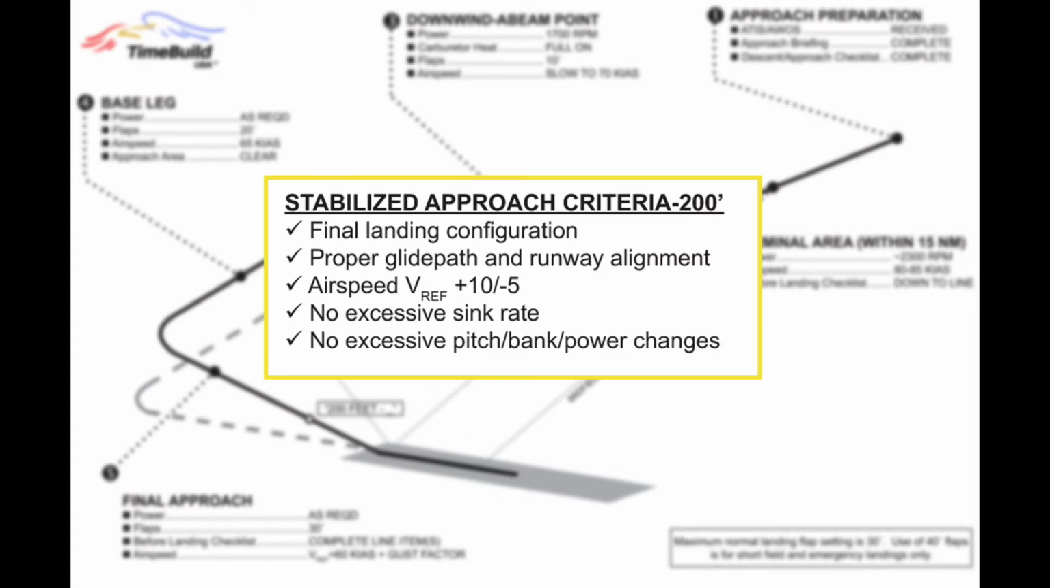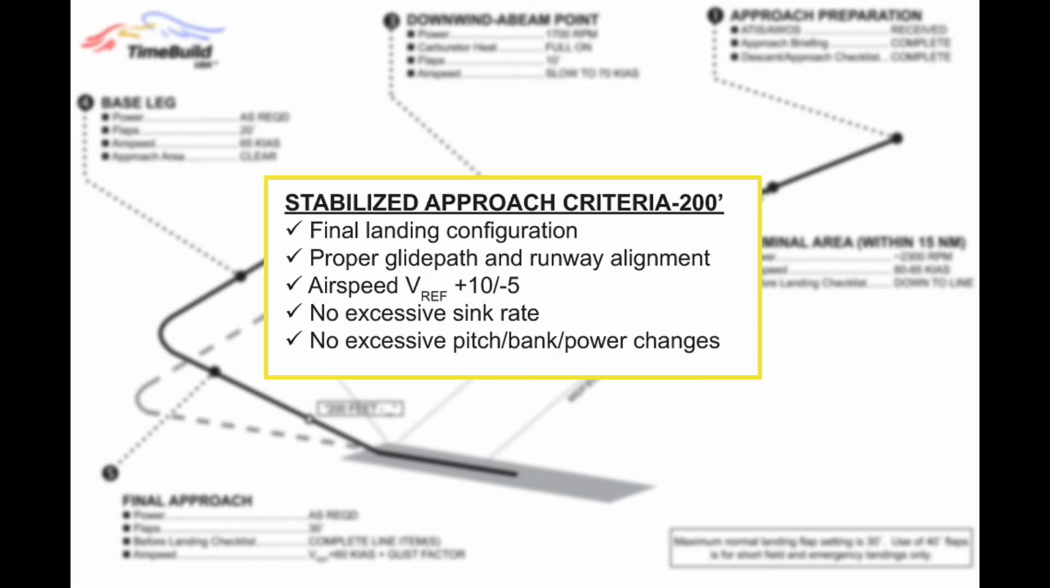A stabilized approach refers to one in which all of the following parameters are met without exception. Number 1, the aircraft is configured for landing, meaning the flaps and landing gear are set. Number 2, the aircraft is aligned on the proper glide path and on the runway center line with no drifting. Number 3, the approach speed is within plus 10 knots and minus 5 knots of the target VREF. Number 4, there is no excessive sink rate required to land within the first one-third of the runway. And finally, no excessive pitch, bank, or power inputs are required to complete the approach to landing.